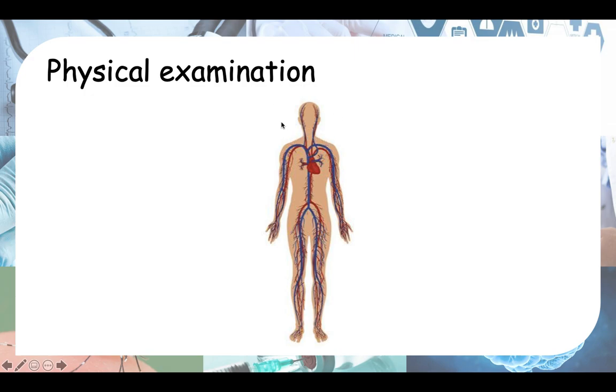Look at the face. Pull down their lower eyelids. Ask them to look up. Check for anemia. Ask them to open their mouth. Check for cyanosis. Then examine their chest.